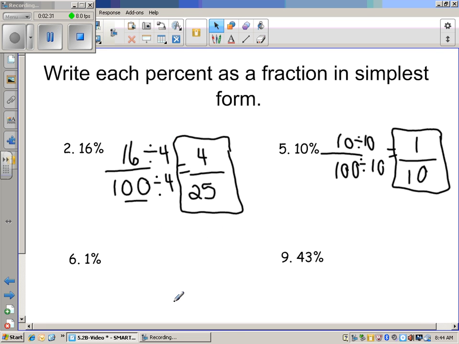Now, moving down to number 6, we have 1%. So I'm going to write the 1 as my numerator and 100 on the bottom. Looking at this, I can tell that 1, the only thing it can be divided by is 1. So 1 over 100 is in fact simplest form.